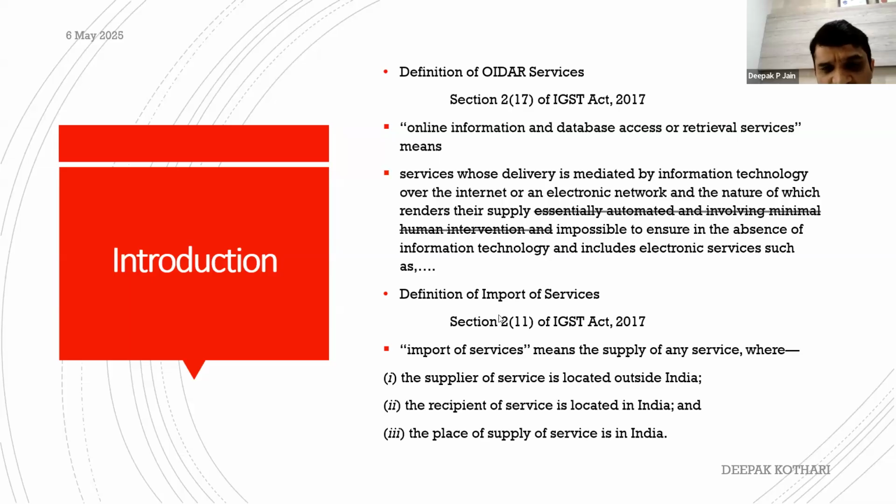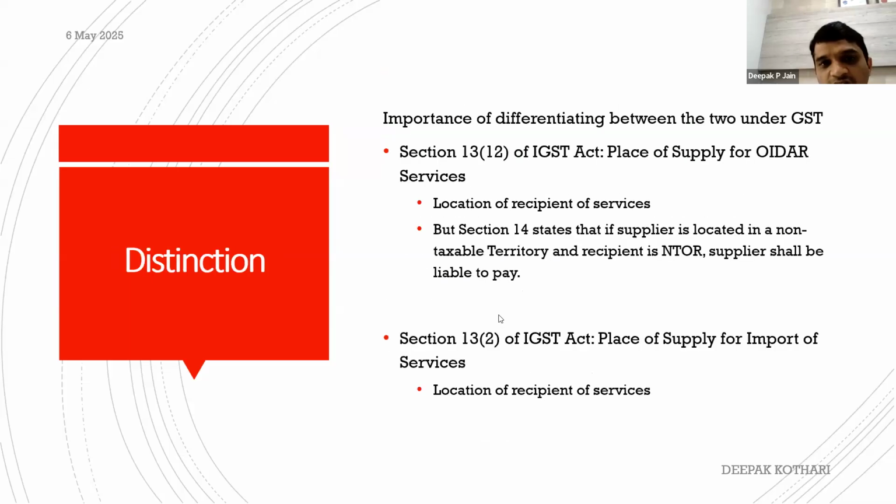So, with that understanding of the basic definition, what is the differentiation between these two in terms of place of supply? Section 13(12) says for OIDAR services, the place of supply will be the location of the recipient of services. So whenever the place of supply is the location of the recipient, we will always think that yes, it is liable to reverse charge. That is true when we read section 13.